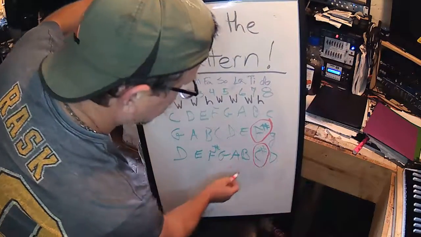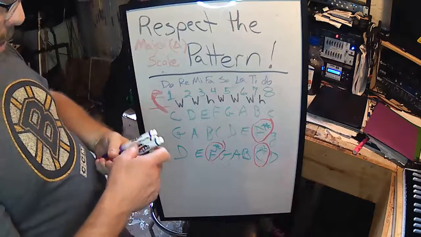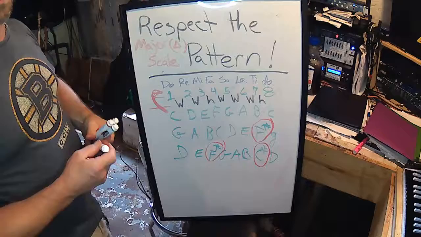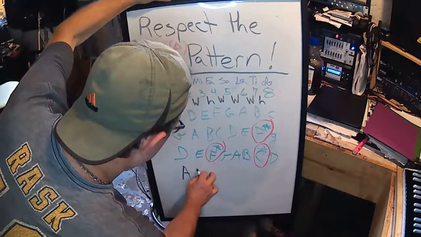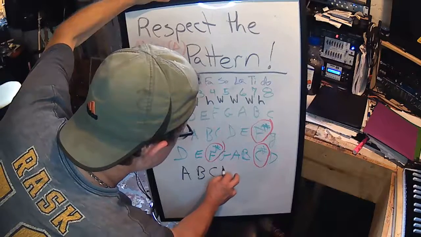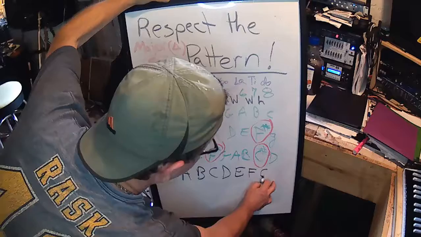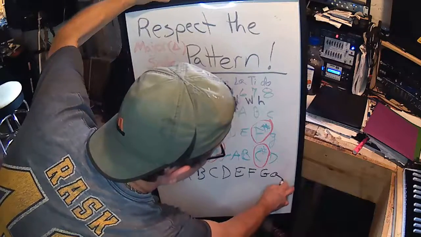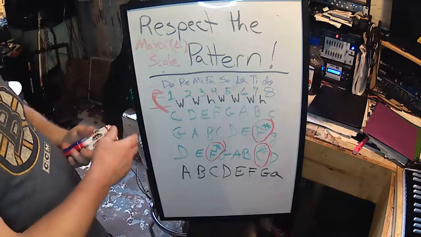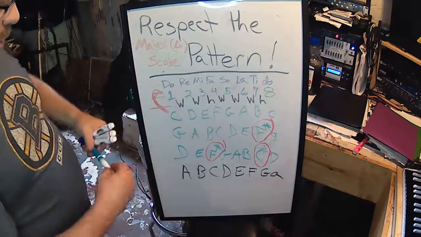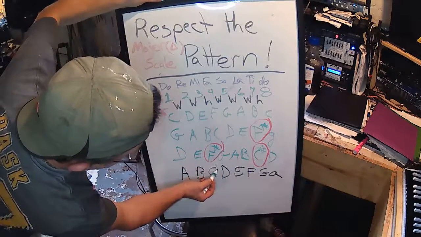Alright, I think I'm going to switch to black for the scale notes so they come up a little better on this board. I'm going to go from A this time. A, B, C, D, E, F, G, A. Alright, so at this point you're going to start to see we might as well just sharpen the C and the F because we already got them, and that's what we had to do here. Right?